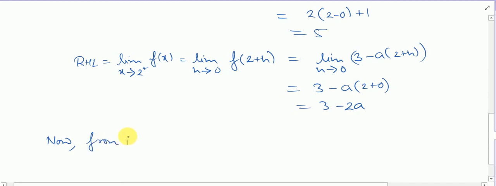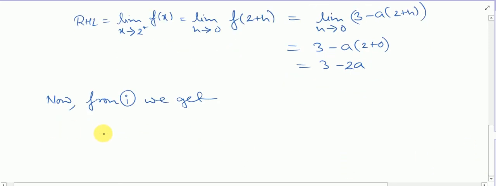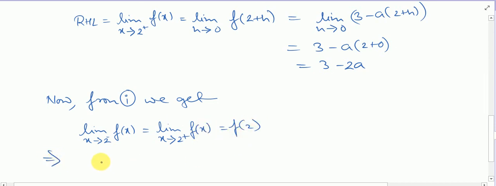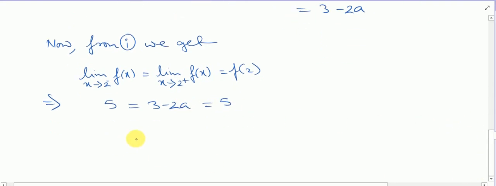From 1 we get this: left hand limit is equal to right hand limit is equal to the functional value. So left hand limit we had got 5, right hand limit we got 3 minus 2a, and the functional value we have got 5. So we are looking for the value of a, so we can easily write 3 minus 2a is equal to 5.